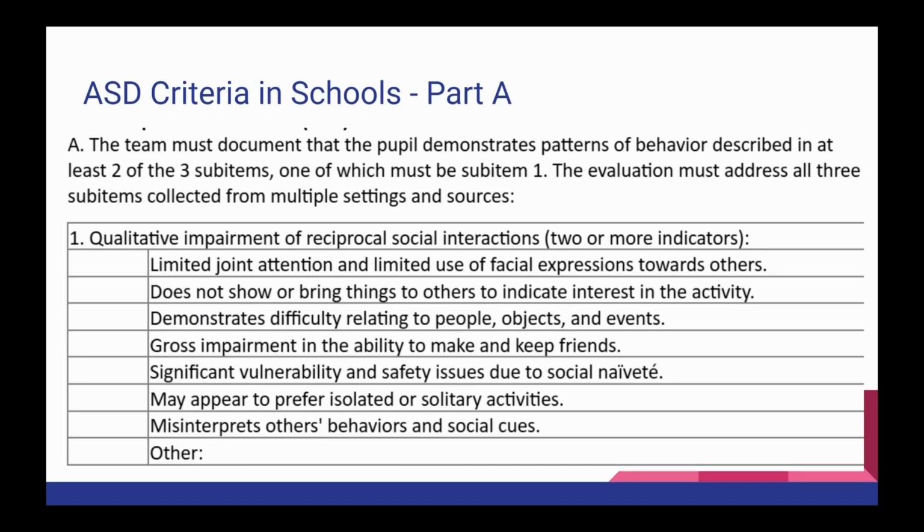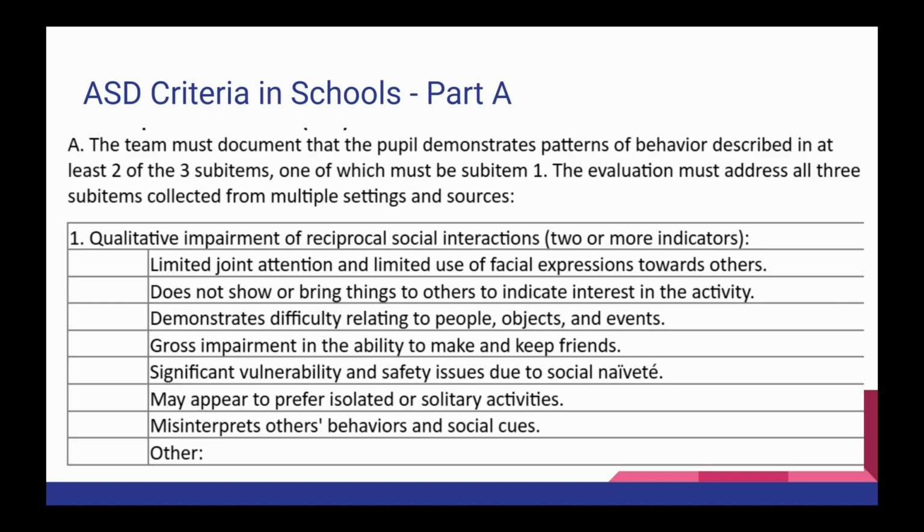So this can get really technical, but this is the actual criteria that we use for autism. I'm going to try to keep it higher level here. In the autism criteria in the schools, we look at two parts, part A and part B. In part A, a student has to show a qualitative impairment of reciprocal social interactions by seeing that at least two of these indicators here are checked based on that evaluation plan and the data that we gathered.